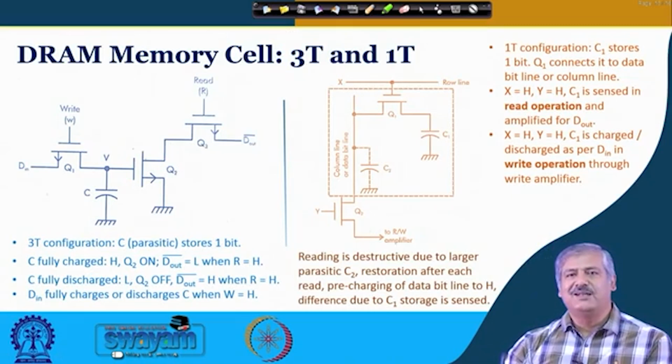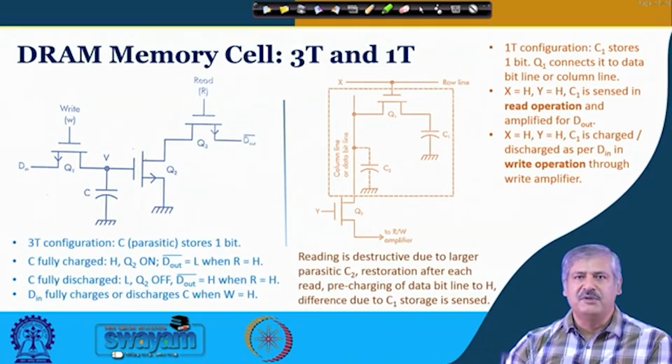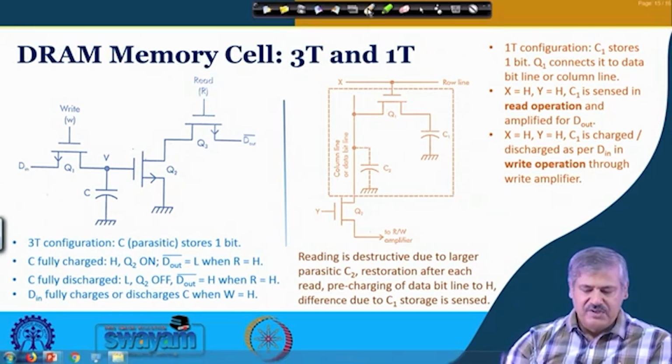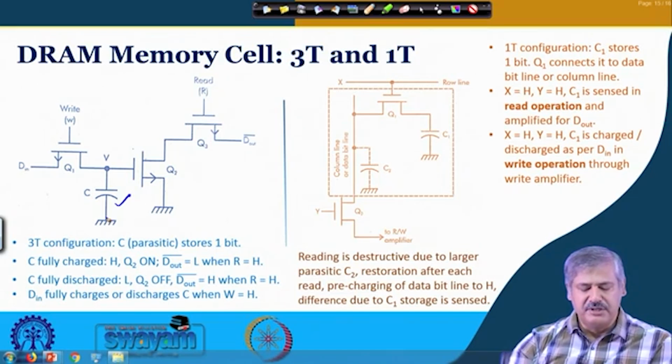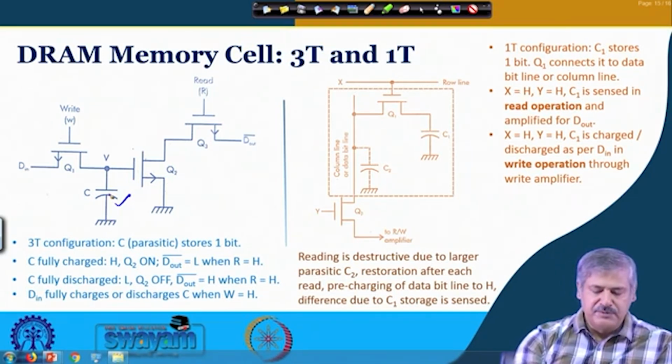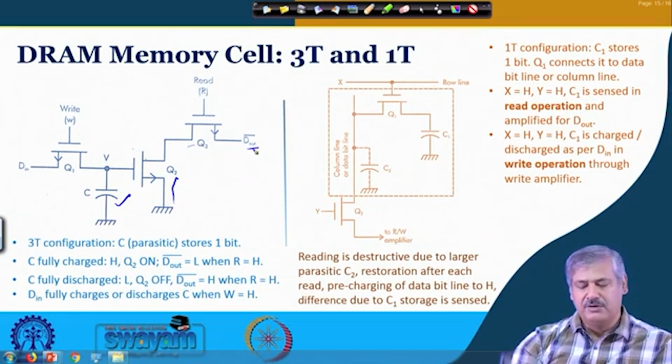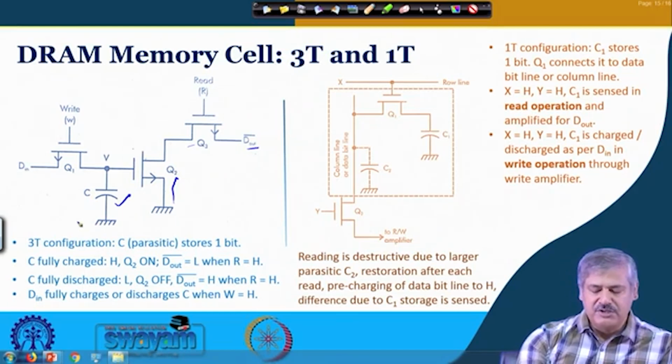Now, looking at the other two DRAM cell, memory cell configurations with a lower number of parts. One is the 3 transistor configuration. Here you can see the parasitic capacitance between the gate over here and the ground, which is used for storing the information. When the C is fully charged, this voltage is high, so this Q2 will be on, and then this ground is getting a path over here. So, D out will be low, and if it is low, then it is off and D out bar will be high. Just opposite things are available.